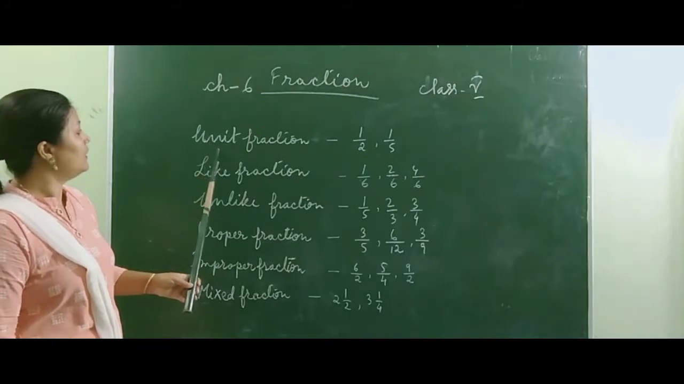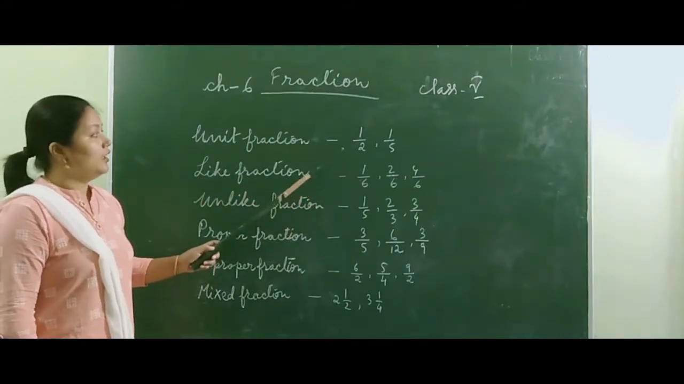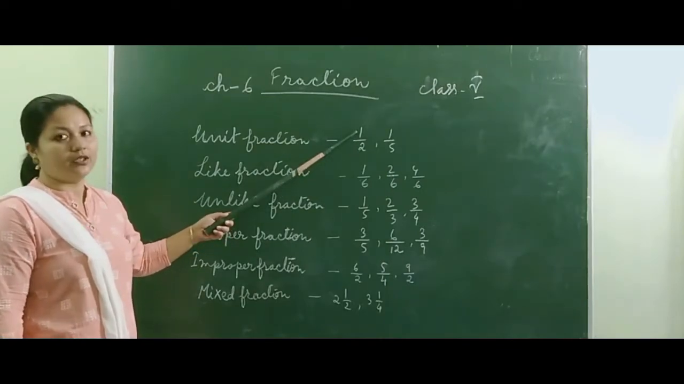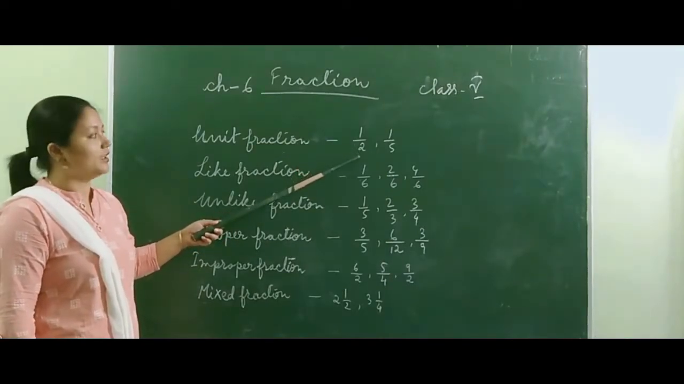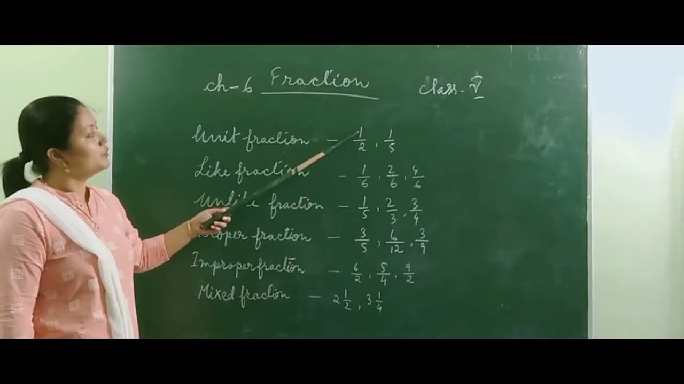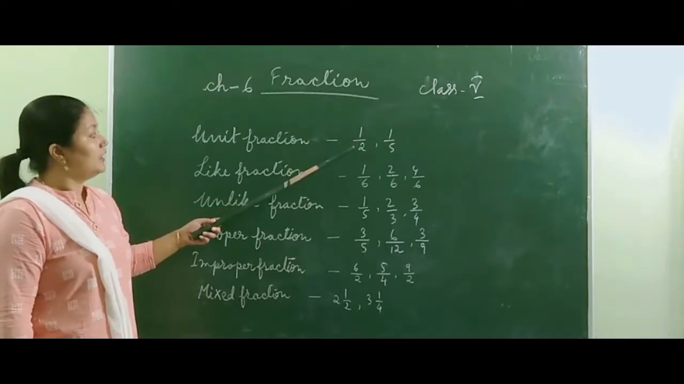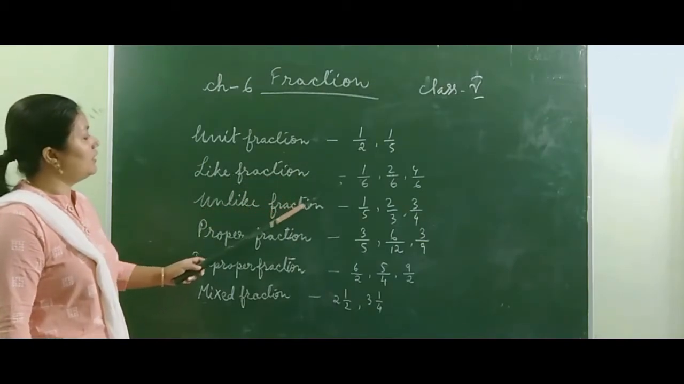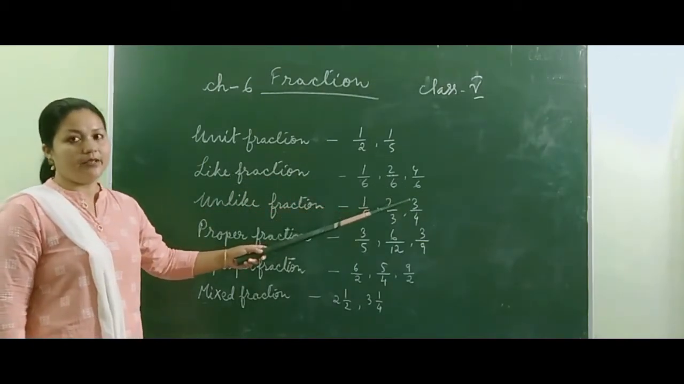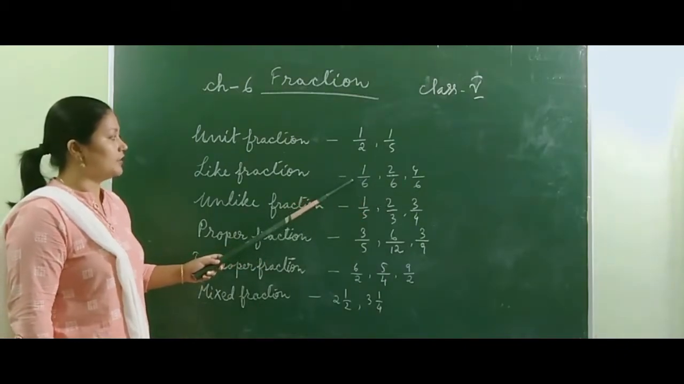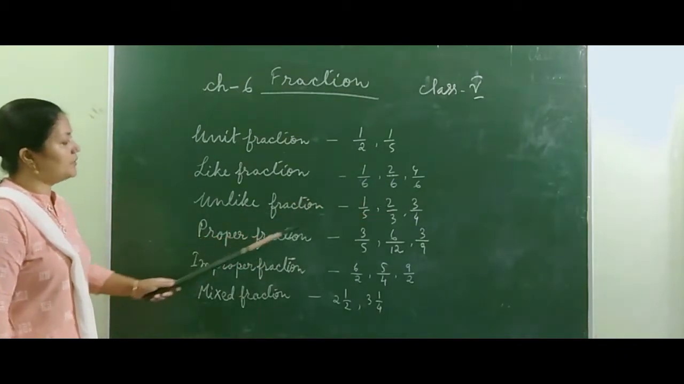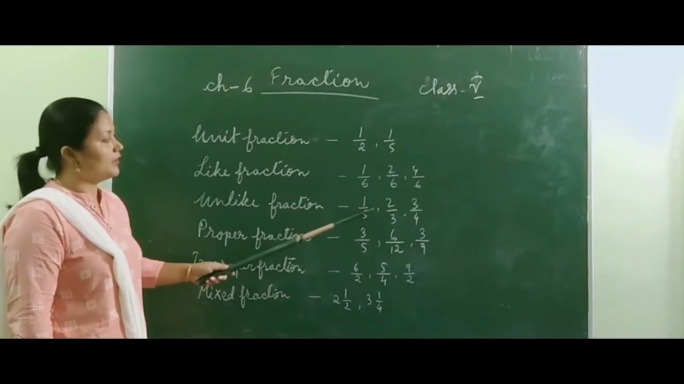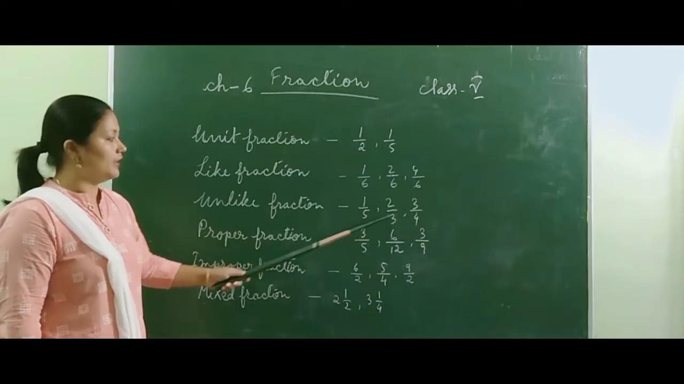As we can see on the blackboard, I wrote different types of fraction. First is unit fraction. We have the numerator and the denominator, isn't it? The upper one is called numerator and the lower one is called denominator. When the numerator is 1, then it is called unit fraction. Like fraction means when all the denominators are the same. And unlike fraction means they will not be the same. Different fractions, like 1 by 5, 2 by 3, 3 by 4.